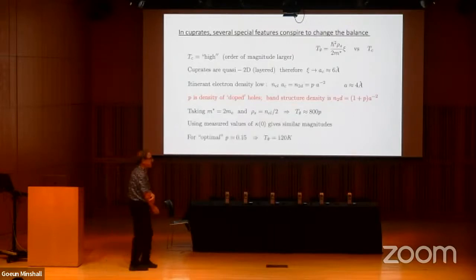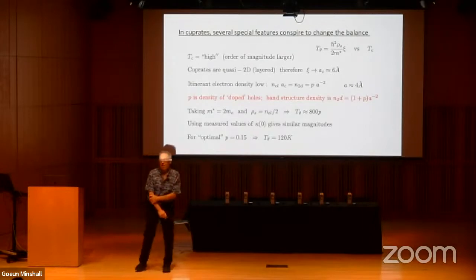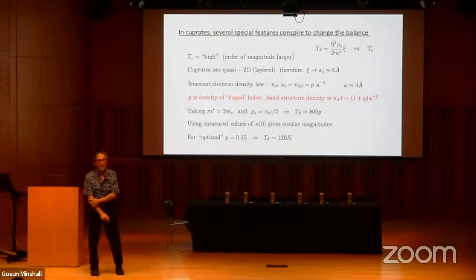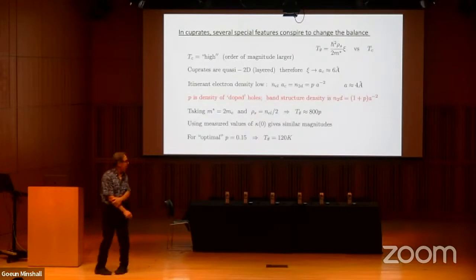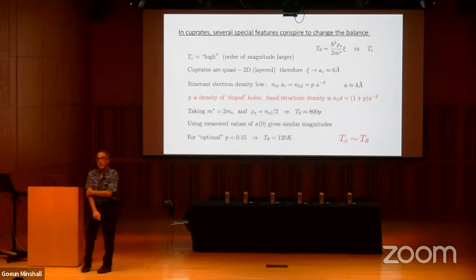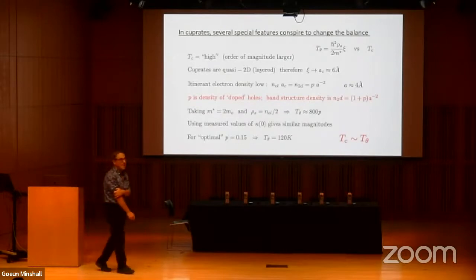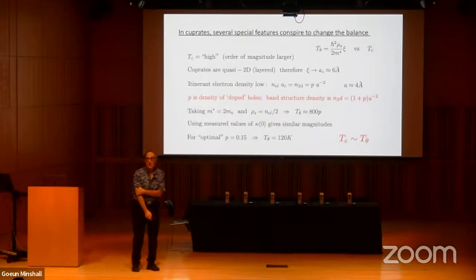But then since for optimal doping, P is like 0.15, this gives a T theta of 120 Kelvin, which is right in the ballpark of the actual optimal TCs, better than this level of crude analysis should warrant. Okay, so this is new physics of the cuprates: TC is determined by the phase ordering temperature, or at least not exclusively by the pairing scale.